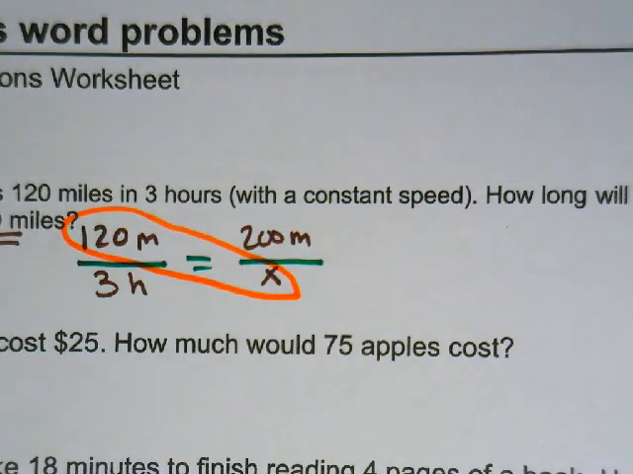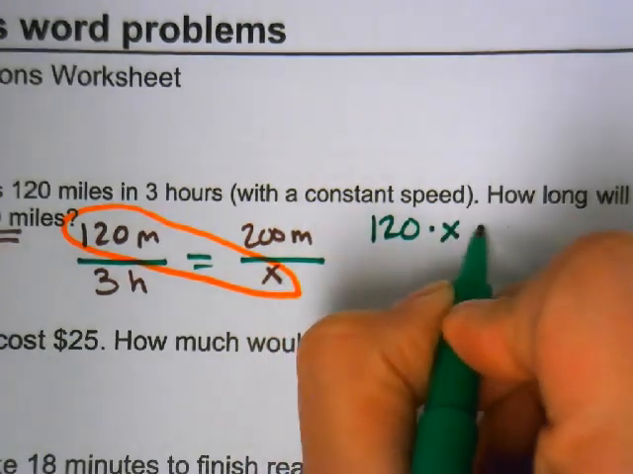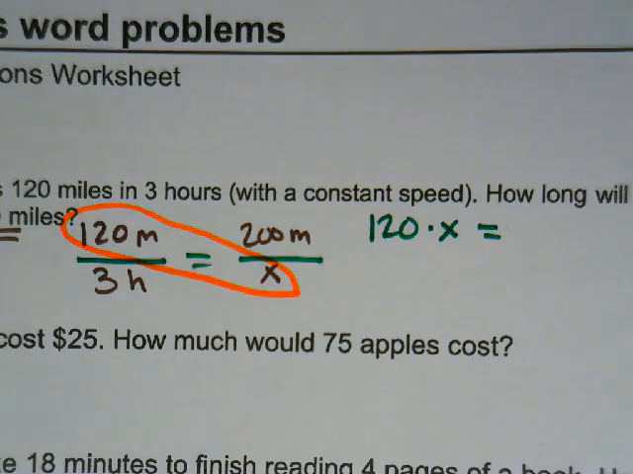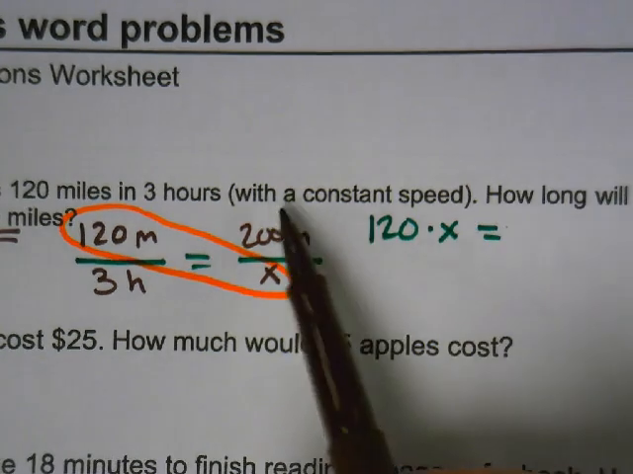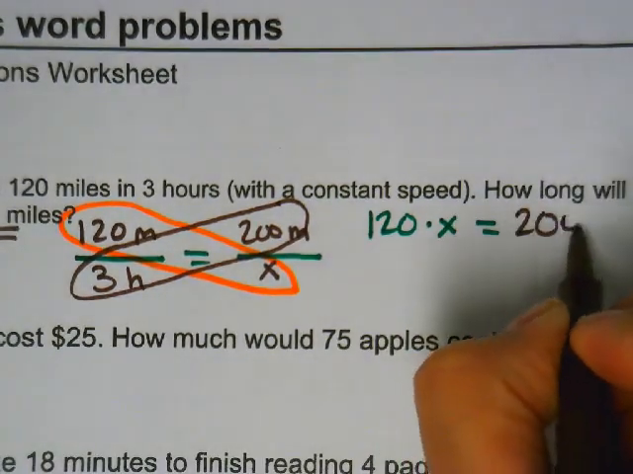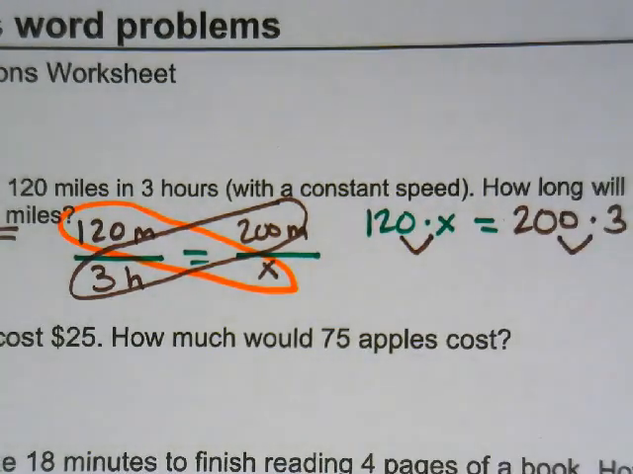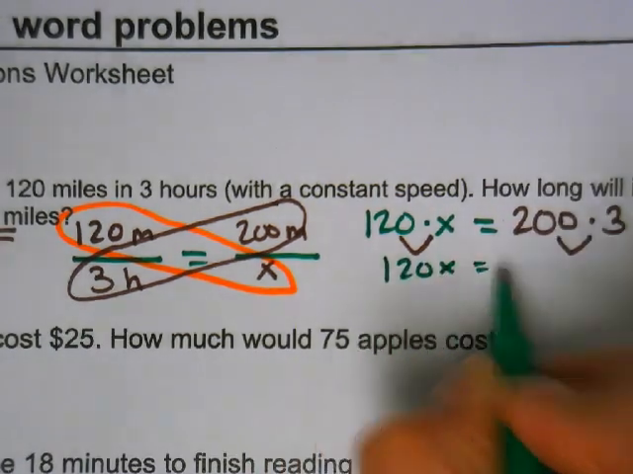Okay, I'm going to circle that. What do I write down? 120 times x equals, that's my first circle. 120 times x is my first circle. Then my second circle, 200 times 3. Answer? What'd you get? 120x equals 600.